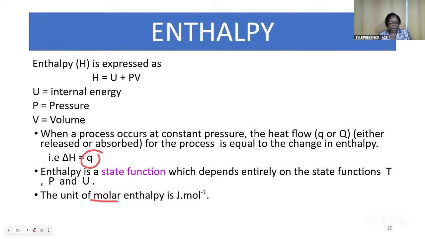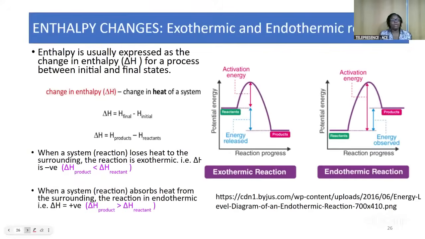If it is not for 1 mole of the substance, it will not have per mole units. It's simply heat, which will be in joules. But for a molar substance, molar enthalpy is used, and that is joule per mole. So what about enthalpy changes? This is just a simple reminder of what you know already, but we are going to refresh your memory before we go on to discuss the newer things.